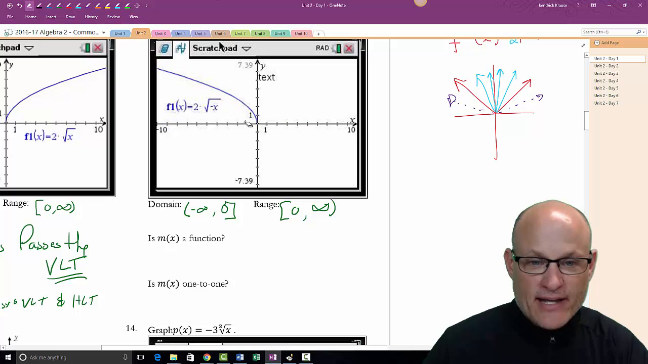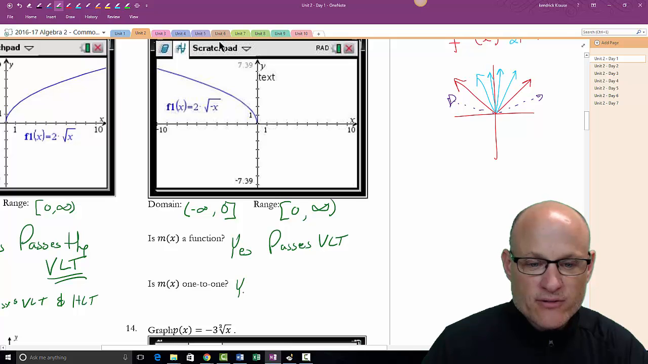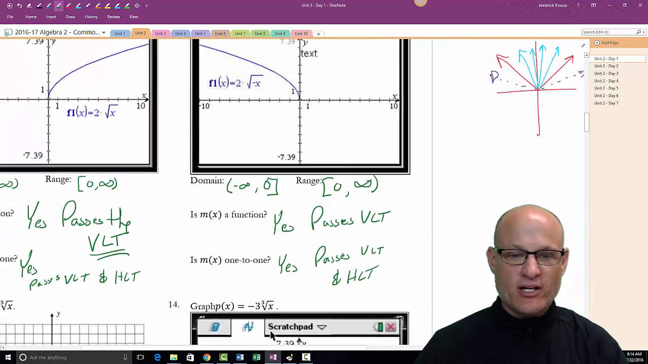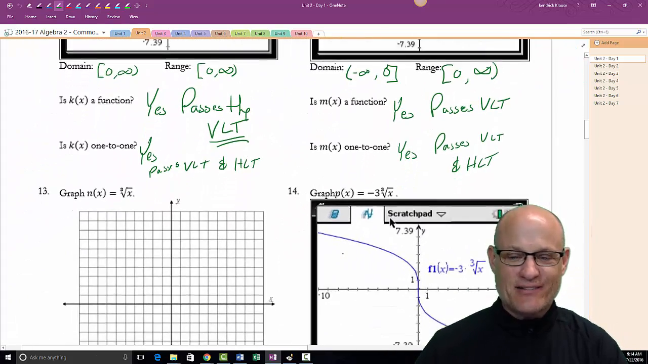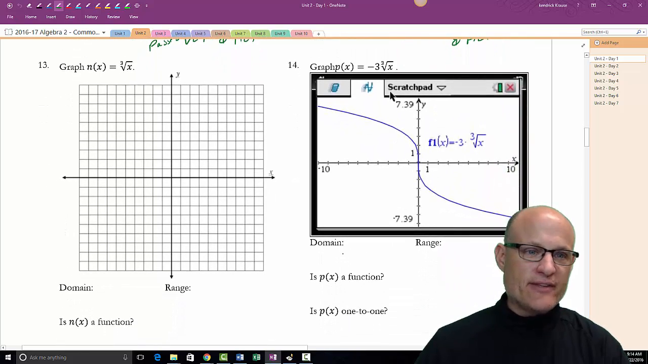Is this a function? Yes, it passes the VLT. Is it a one-to-one function? Yes. It passes VLT and HLT. By the way, if it wasn't a function, you're done. You can't even say it's, even though it passes the horizontal line test, it's still not a function. It's still not a one-to-one function. All right, so let's graph this thing.